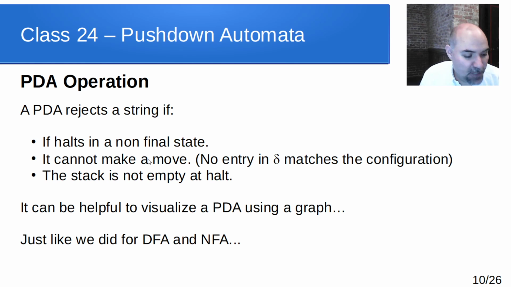All right, so just like with DFAs and NFAs, to help us visualize pushdown automata, we can use a graph. But we have to change a few things. We have to change how the transition function works. So let's take a look at how we would make a PDA graph.